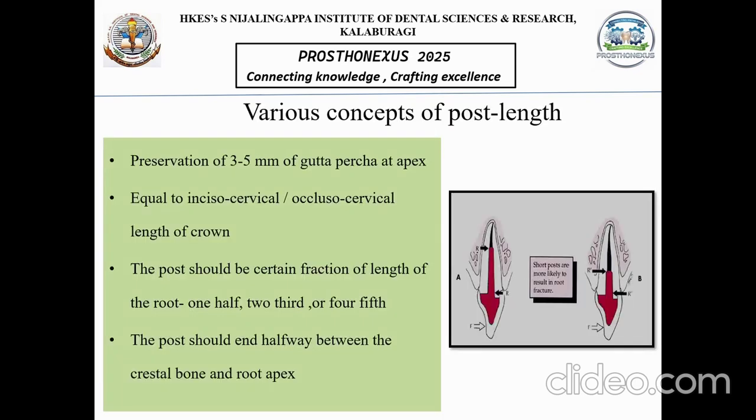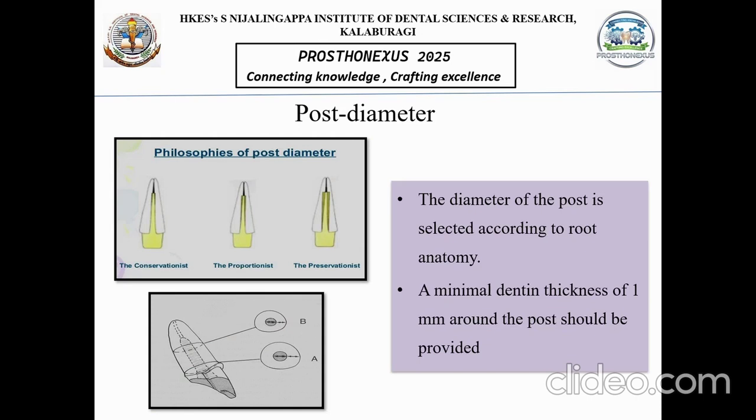Now, what are the various concepts of post length? Preservation of 3 to 5 mm of gutta-percha at the apex is something which we very often follow. Or the other is equal to the occlusocervical length of the crown. The post should fit a certain fraction of the length of the root, 1/2, 2/3, or 4/5, depending on the different clinical scenarios. The post should end halfway between the crestal bone and the apex. Post diameter: the diameter of the post is selected according to the root anatomy. A minimal dentin thickness of 1 mm around the post should be maintained.